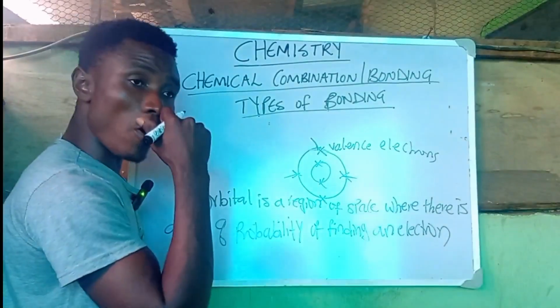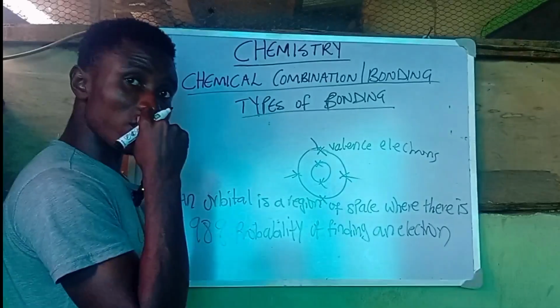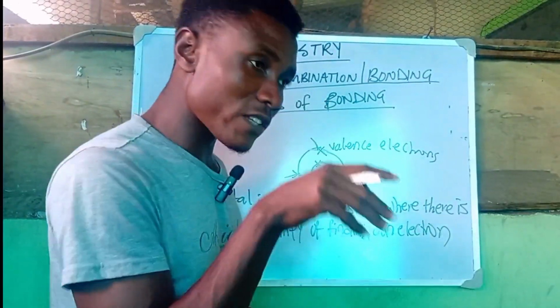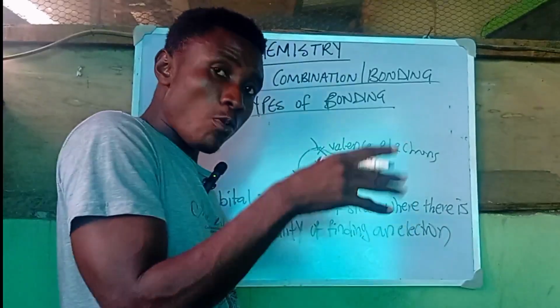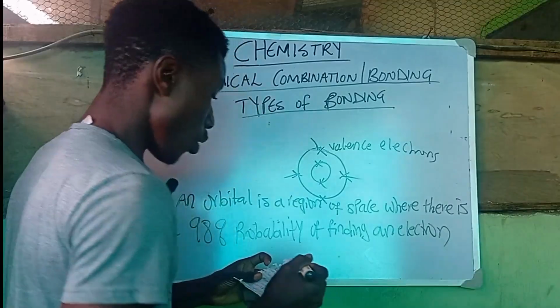So the electrons revolve around the orbitals. Remember I said the protons are found inside the nucleus, the neutrons are found inside the nucleus, but the electrons are not found inside the nucleus. The electrons are found around the orbital, right? That is what valence electron is all about.